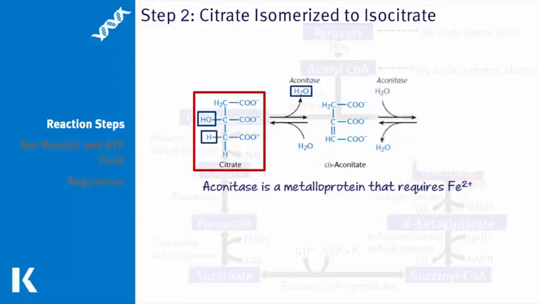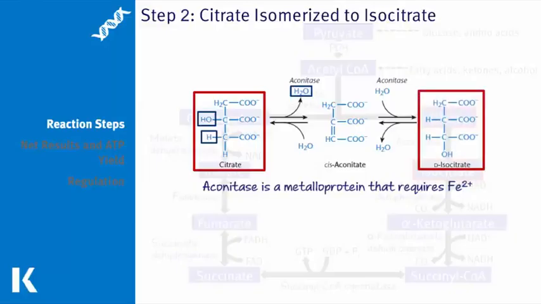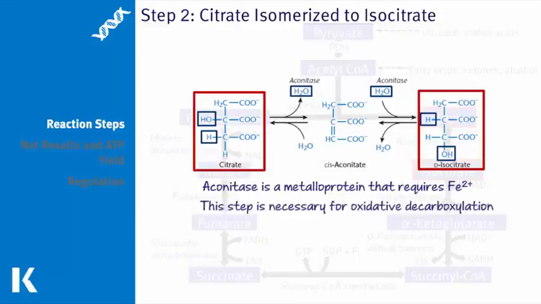Then that cis-aconitate reacts via aconitase once again to produce D-isocitrate. In this case, the water has been returned. The hydroxyl and the hydrogen groups have been returned to the molecule, but now their positions have switched. So if the only net change from this reaction is a rearrangement of functional groups, then what was the reason to have this reaction occur? This step must happen for oxidative decarboxylation to occur, which will be our next step.